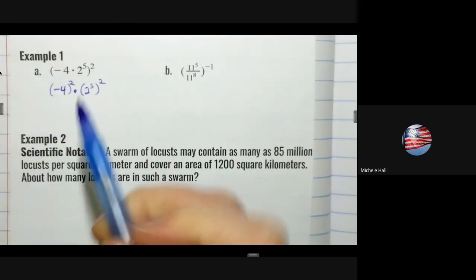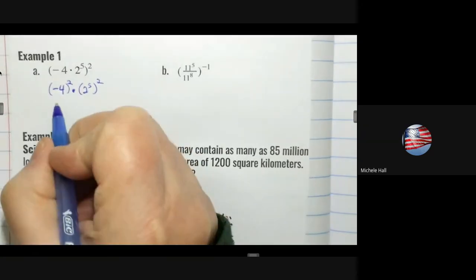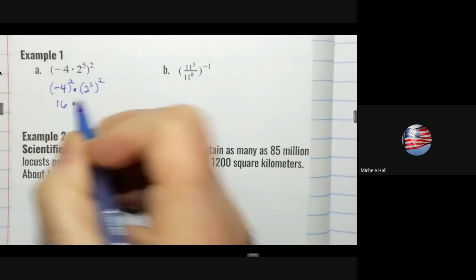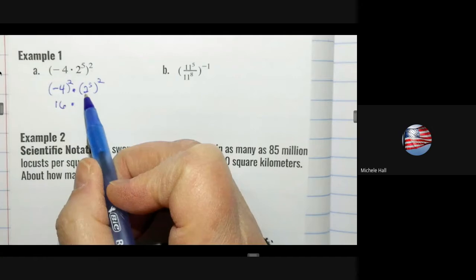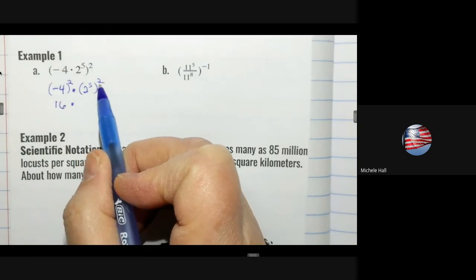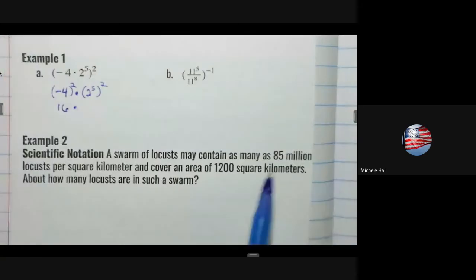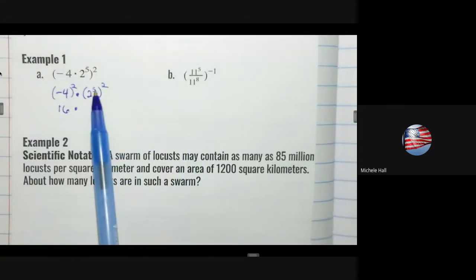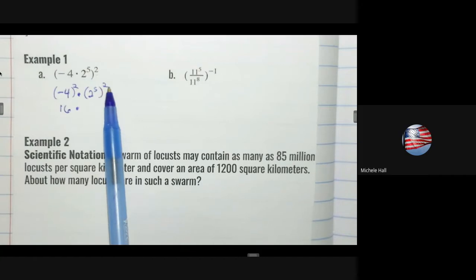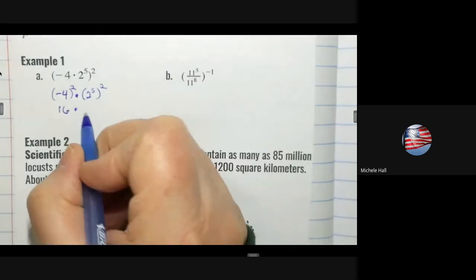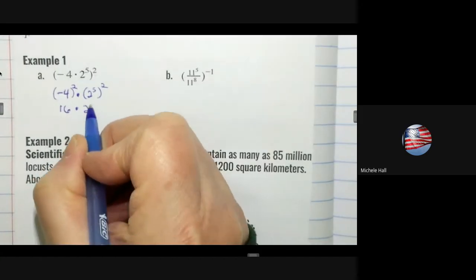And now you evaluate. We have (-4) squared, which is 16, times 2 to the 5th being raised to the second. That is a power being raised to another power. If you look at the rules, it says that a power being raised to a power, you multiply those exponents. That would be 2 to the 5 times 2, which is 10.